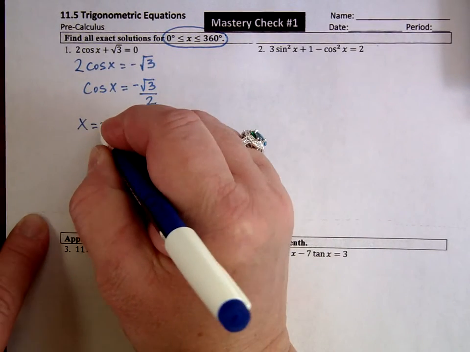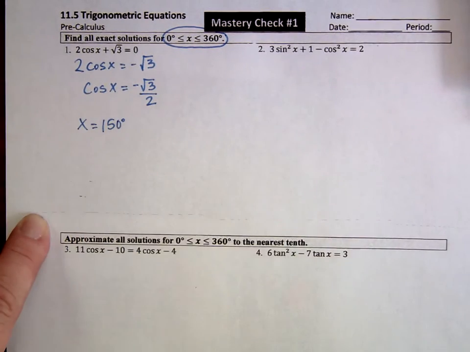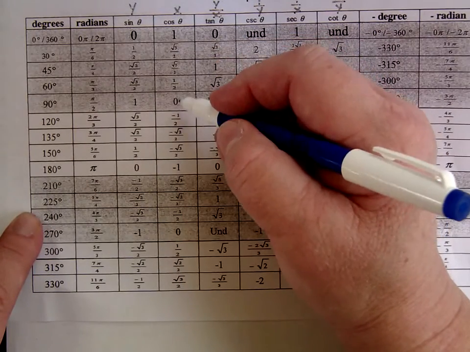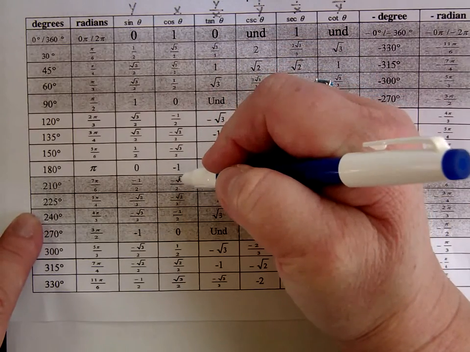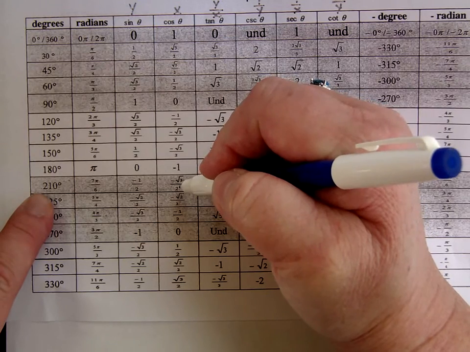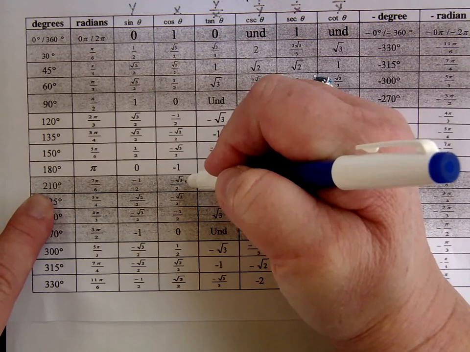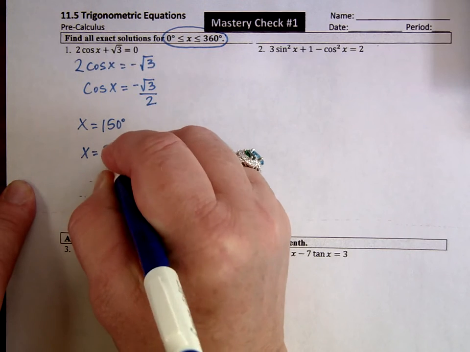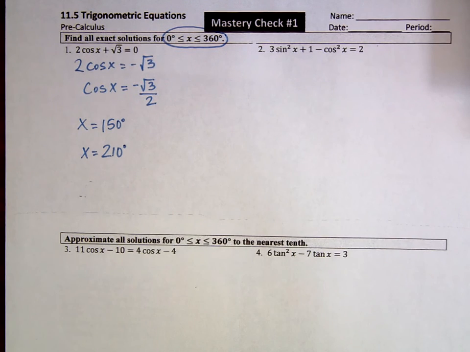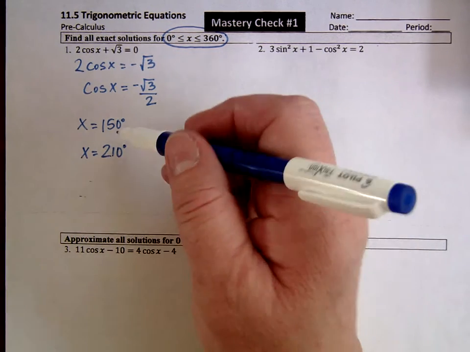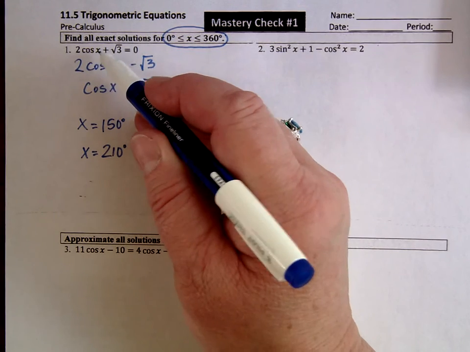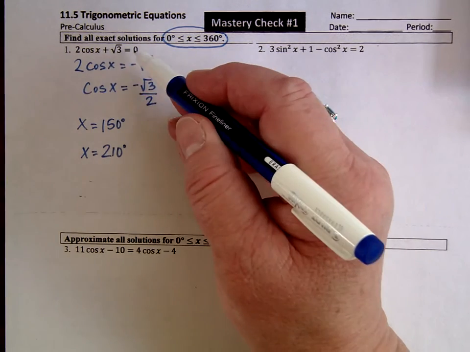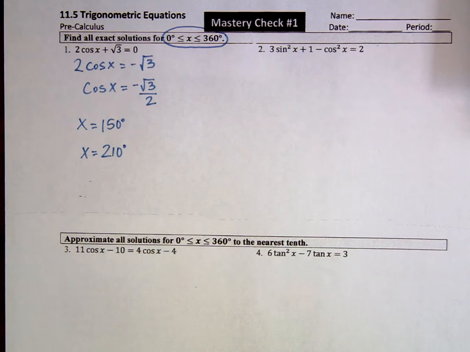X equals 150 degrees. But wait, there's more. Because if I keep going down the cosine column, I see that there's another place at 210 where I also get an answer of negative square root of 3 over 2. So it also could be 210 degrees. And so I have just solved that. I figured out the two angles that, if I put the 150 or the 210 into this equation, I'm going to get an answer that comes out to be 0.